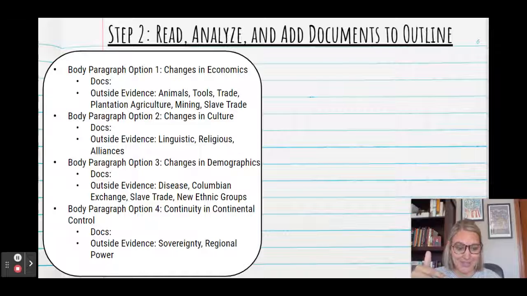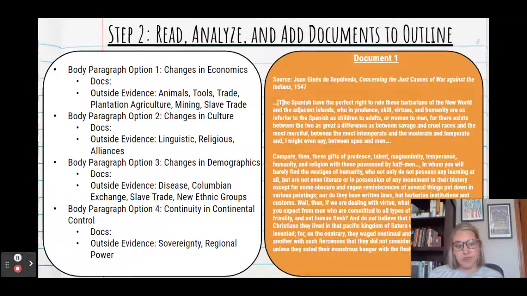So now what you're going to want to do is click for the documents. The APUSH prompt was an LEQ, not a DBQ. So I have found 7 primary and secondary sources to turn this prompt into a DBQ for us to practice. So here's your first document. I want you to pause and actually read this document.